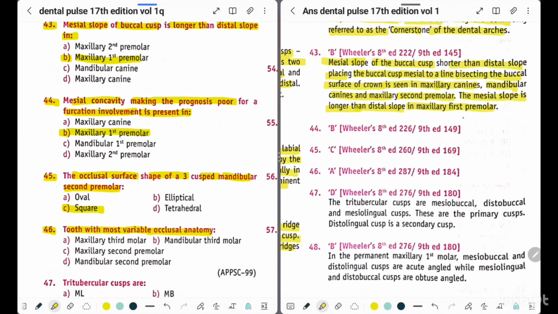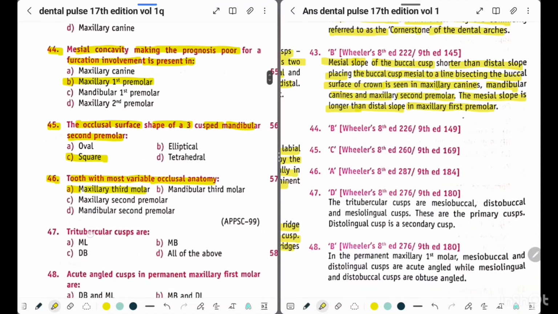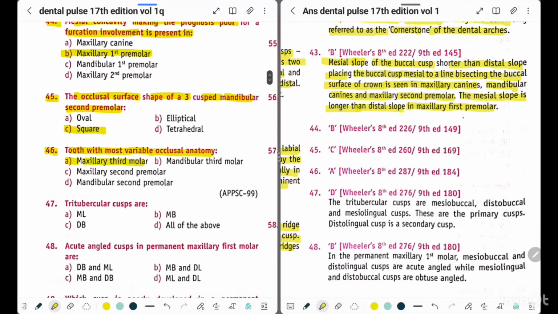Question 46. Tooth with most variable occlusal anatomy. So its answer is maxillary third molar. Maxillary third molar is the tooth with most variable occlusal anatomy. Question 47. Tritubercular cusps are. Its options are mesiolabial, mesiobuccal, distobuccal or all of the above. So its answer is all of the above.